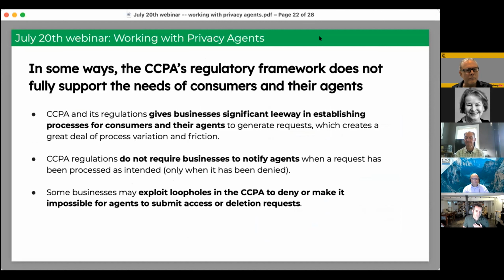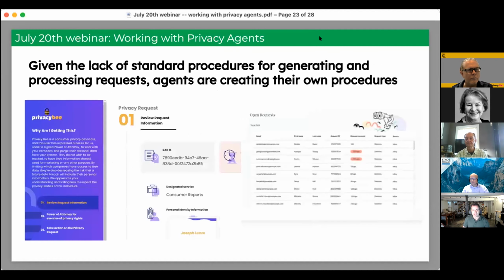And so the conclusion that we draw is that the regulatory framework in CCPA doesn't yet support the needs of consumers and their agents. It gives companies leeway to establish procedures, which is good because they know their business best. But it's also bad because it creates the potential for loopholes and ways for companies to slow roll agent requests. And so we think that there's just too much gray area here.